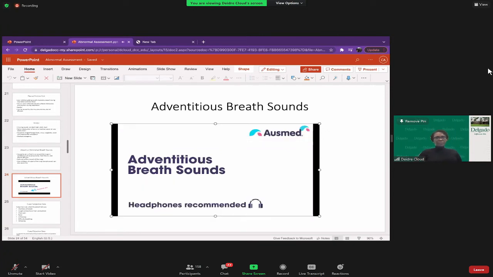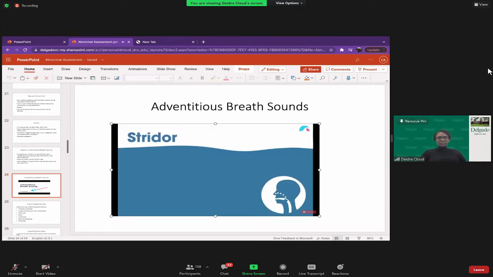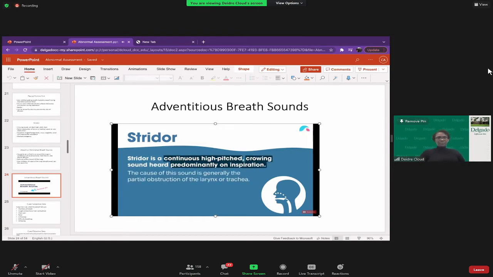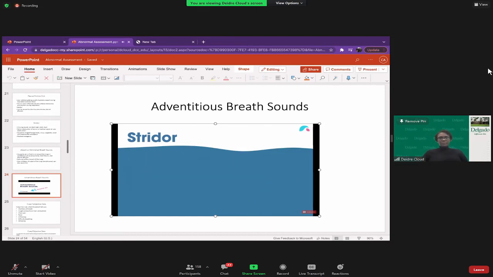Adventitious breath sounds. Stridor. Stridor is a continuous, high-pitched, crowing sound heard predominantly on inspiration. The cause of the sound is generally the partial obstruction of the larynx or trachea. Stridor may be heard in conditions such as croup and foreign body obstruction. It's typically loudest over the anterior neck as air moves turbulently over a partially obstructed upper airway.